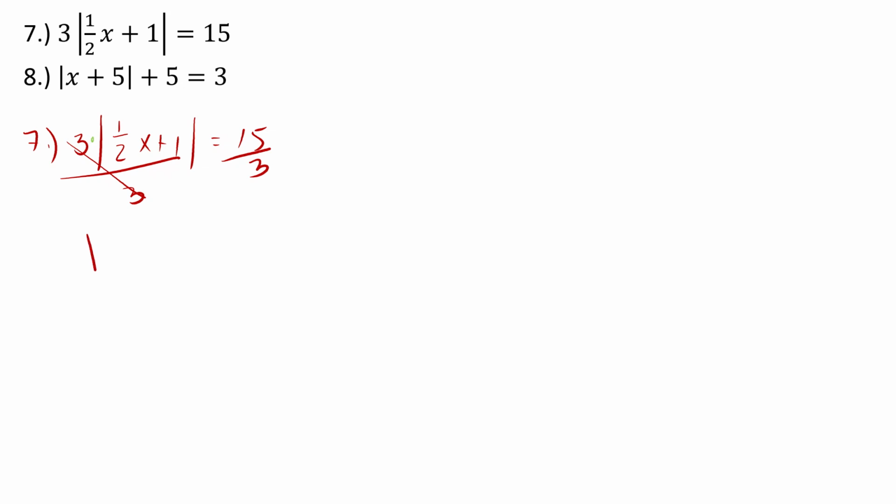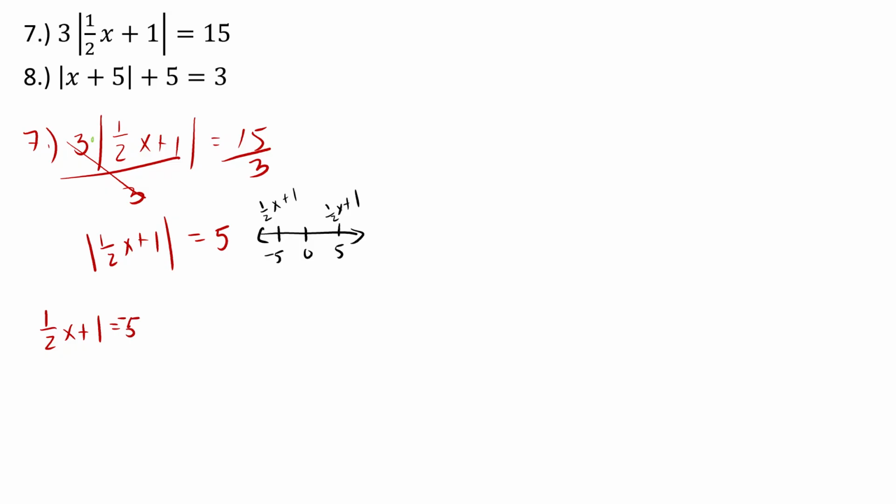3 divided by 3 is 1, leaving me with 1/2 x plus 1, and 15 divided by 3 is 5. And then this is what I was mentioning on the last one, just doing a really quick number line. The distance from 0 is 5. It could be 5 to the right or 5 to the left. What has that distance? Well, 1/2 x plus 1. And so those are our 2 equations. 1/2 x plus 1 could be equal to -5, and 1/2 x plus 1 could be equal to +5.